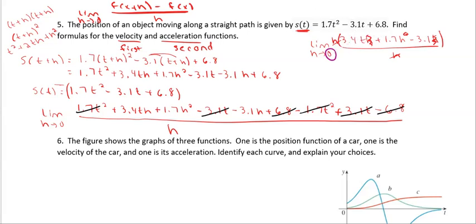So we will get the limit. No, no limit anymore. We're evaluating it. We don't write the limit. We will get 3.4t plus, well, 1.7 times 0 will be 0, so that's gone, minus 3.1. So our derivative, s prime of t, equals 3.4t minus 3.1. And that's going to be the formula for the velocity. So this will be v of t, the velocity of t.